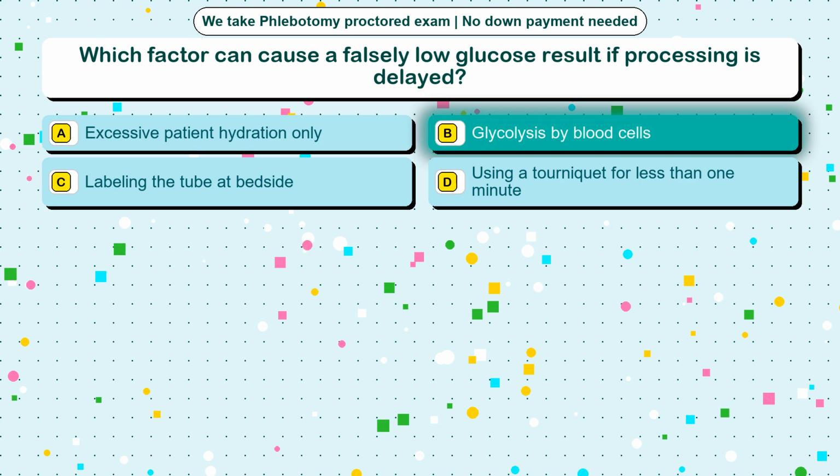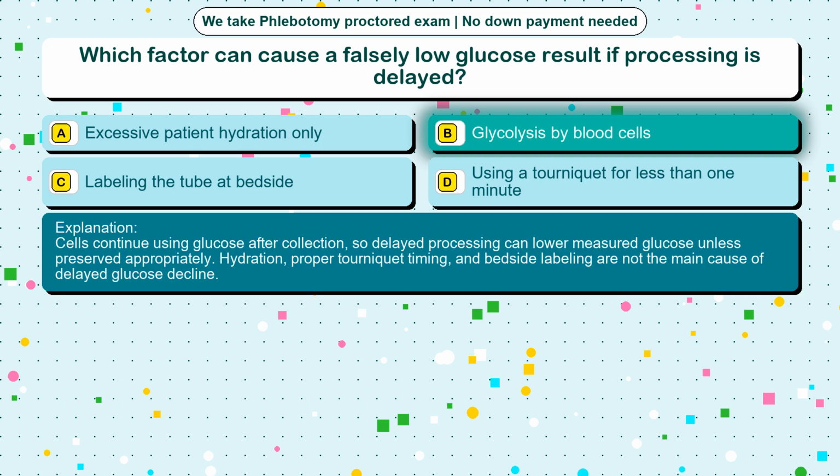The correct answer is option B, glycolysis by blood cells. Cells continue using glucose after collection, so delayed processing can lower measured glucose unless preserved appropriately. Hydration, proper tourniquet timing, and bedside labeling are not the main cause of delayed glucose decline.